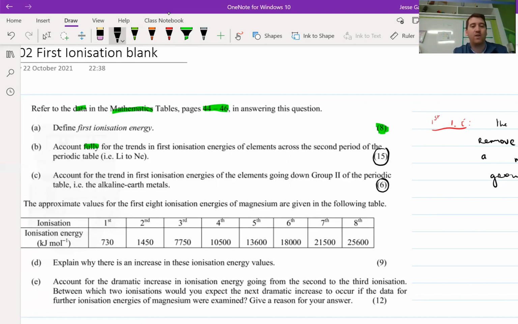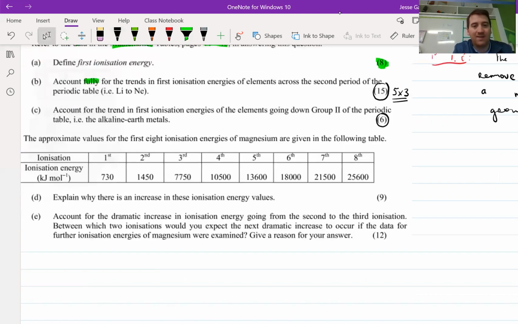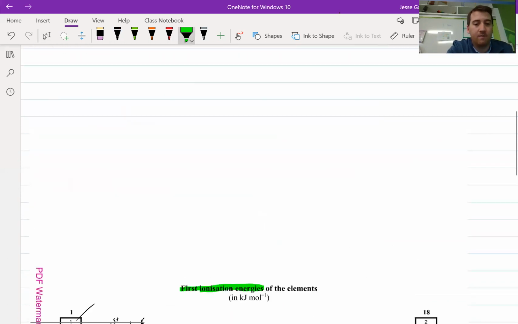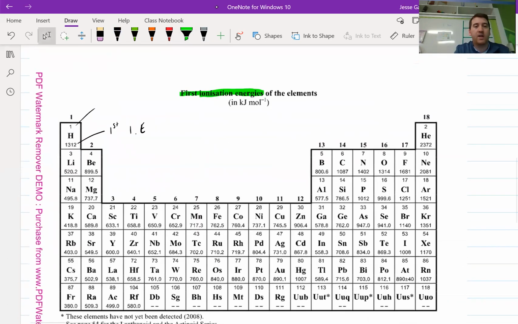Account fully for the trends in first ionization energies of the elements across the second period of the periodic table. Again, 15 marks. Remember how marks are given out in chemistry, usually in 3s, so this is basically 5 3s. We're talking about the second period, so that's definitely something to point out. The trends we're looking for are in first ionization energy. These are the elements lithium to neon. The second period is here, n equals 2. It begins with lithium and ends with neon.